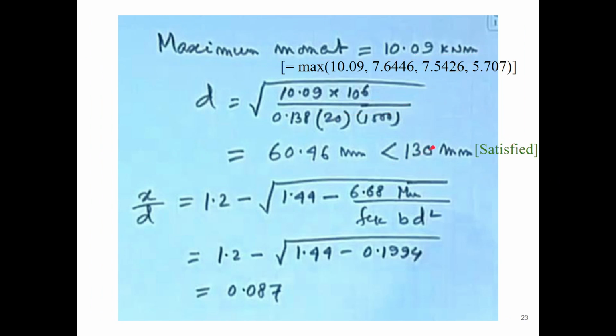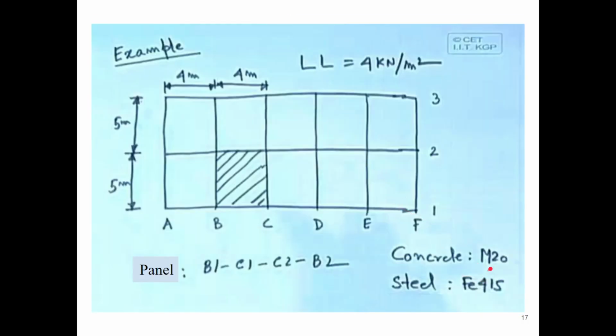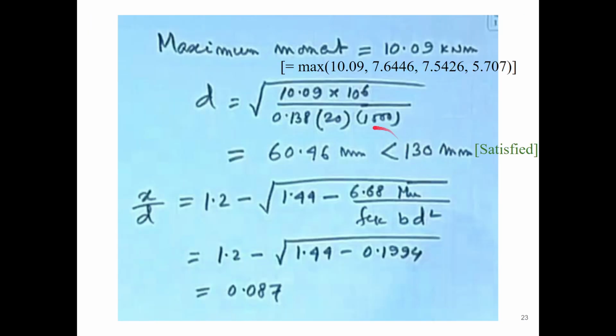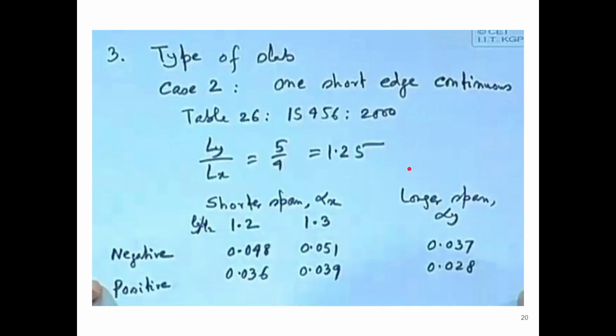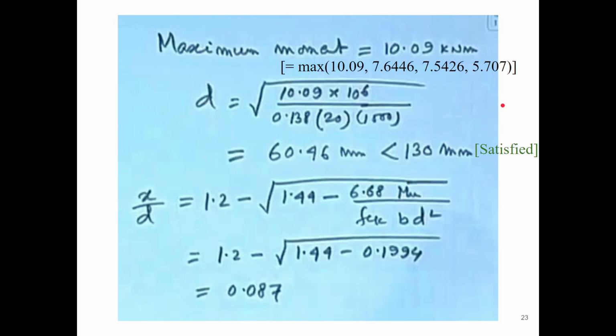Again, taking Fe415 as the bar and using the limiting moment condition, Mu equal to 0.13 fck b d square. B is 1000, fck is 20, M20, and M is 10.09 into 10 to the power 6. So we get d value as 60.46 millimeter. But we have taken the d value as 130 mm, so our d value is more than the required d value. So the condition is satisfied.